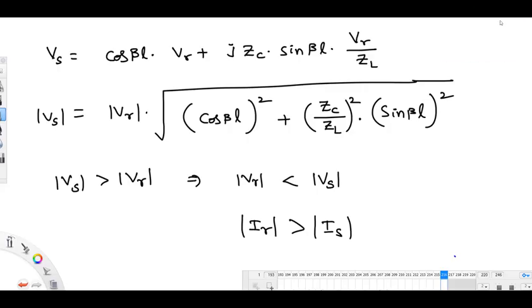Sir, my first doubt is regarding surge impedance loading. In the topics you have discussed right now, we have considered the load as a resistor load.